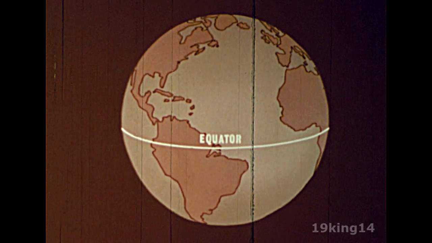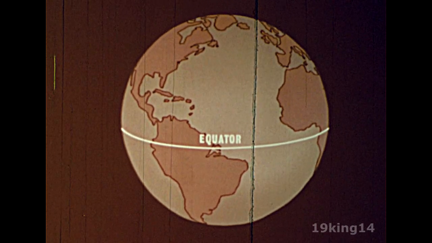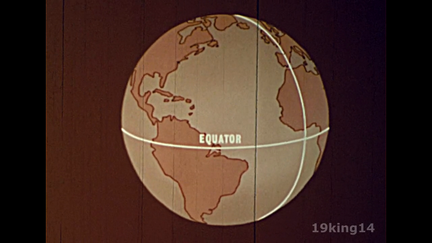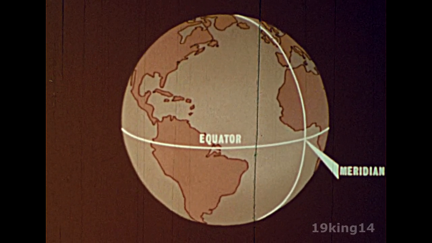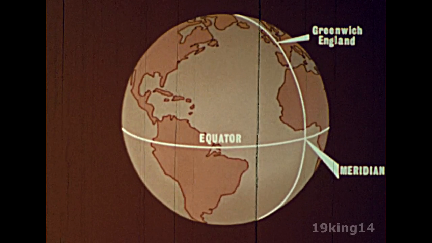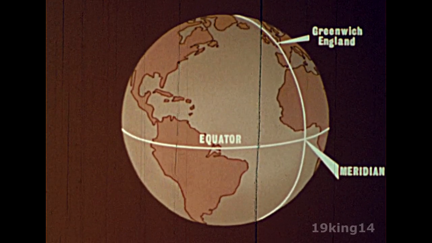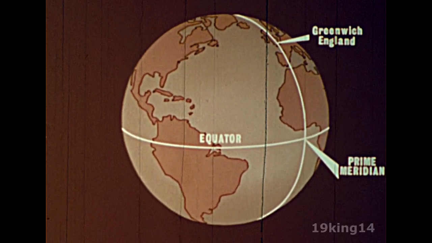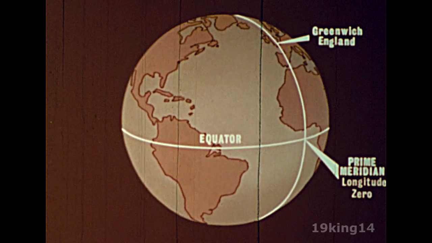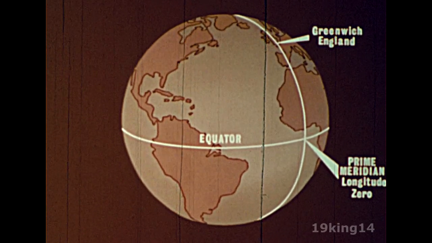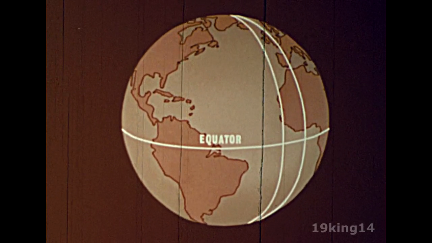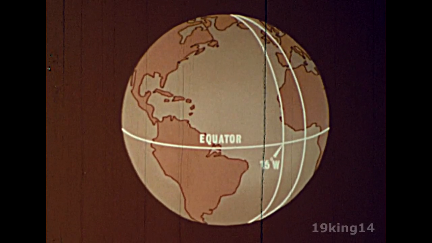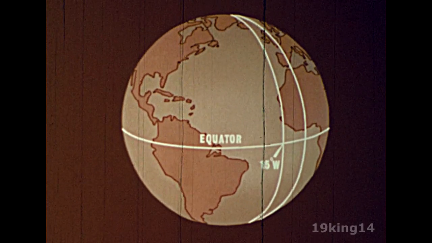We saw that the equator is a great circle midway between the poles. Each half of a great circle that passes through the poles is called a meridian. The meridian that passes through Greenwich, England, is the starting place for our measurement of longitude. We call it the prime meridian. All places on this meridian are at longitude 0. All places along this meridian, 15 degrees west of the prime meridian, are at 15 degrees west longitude.